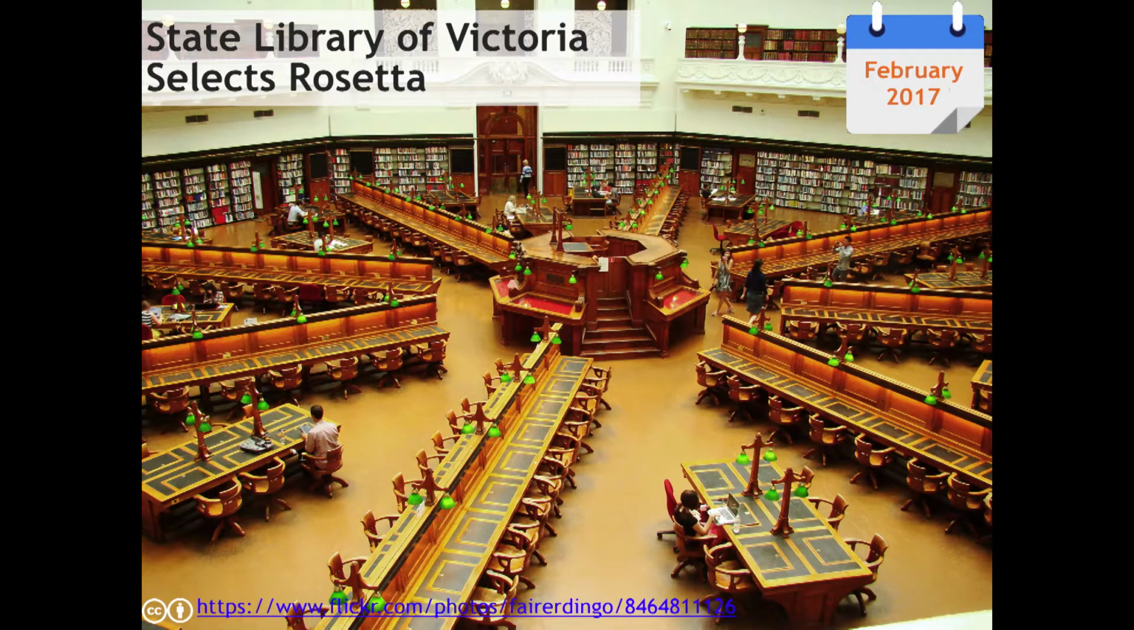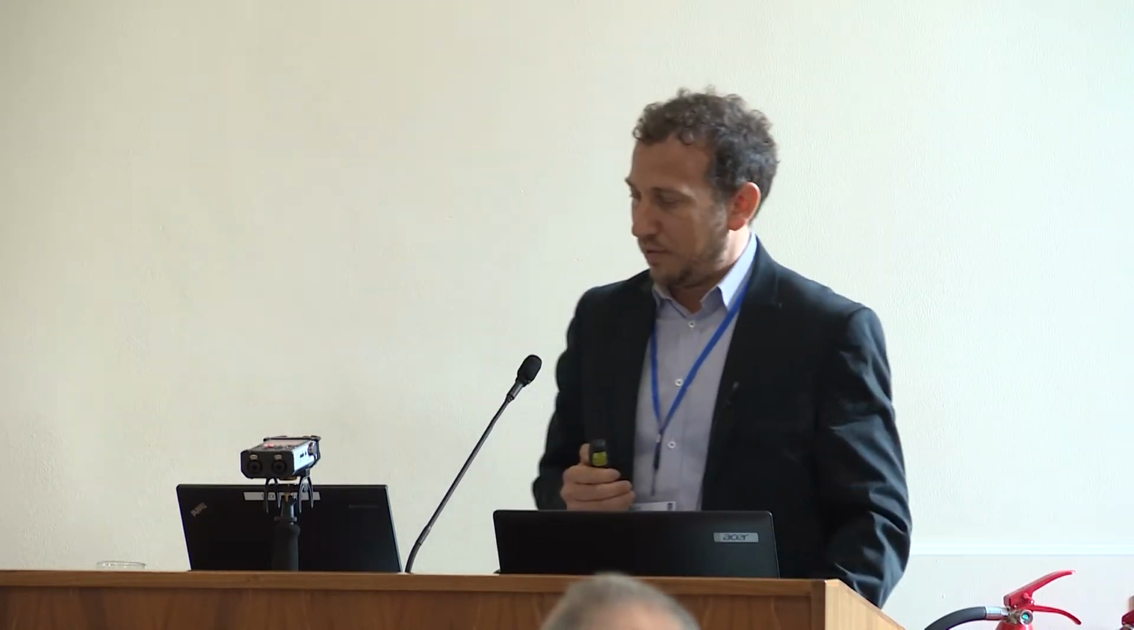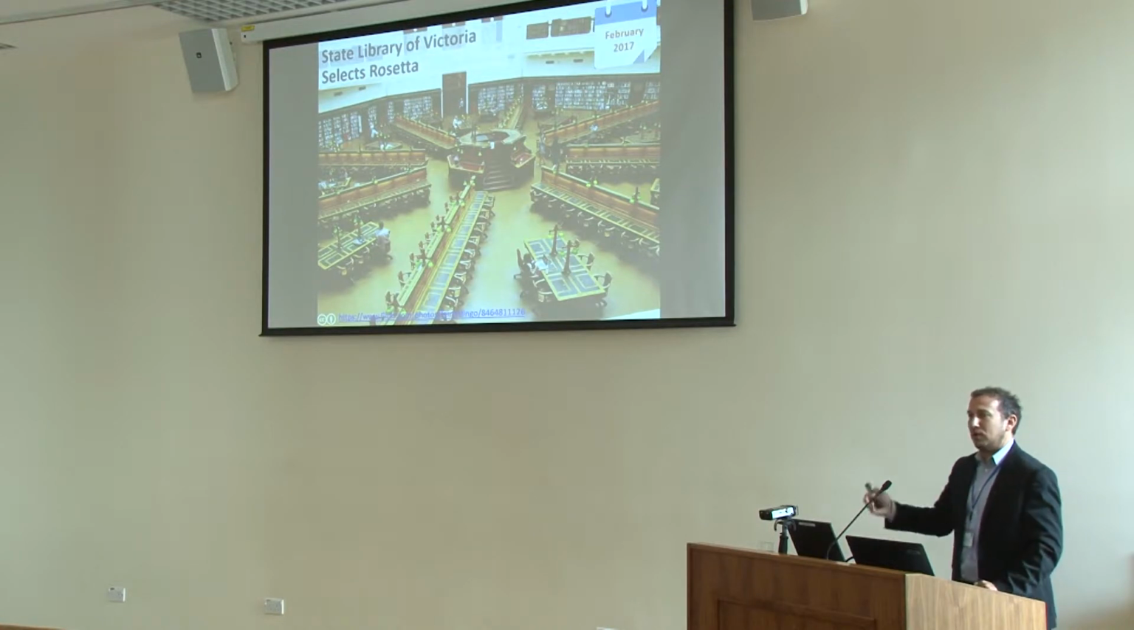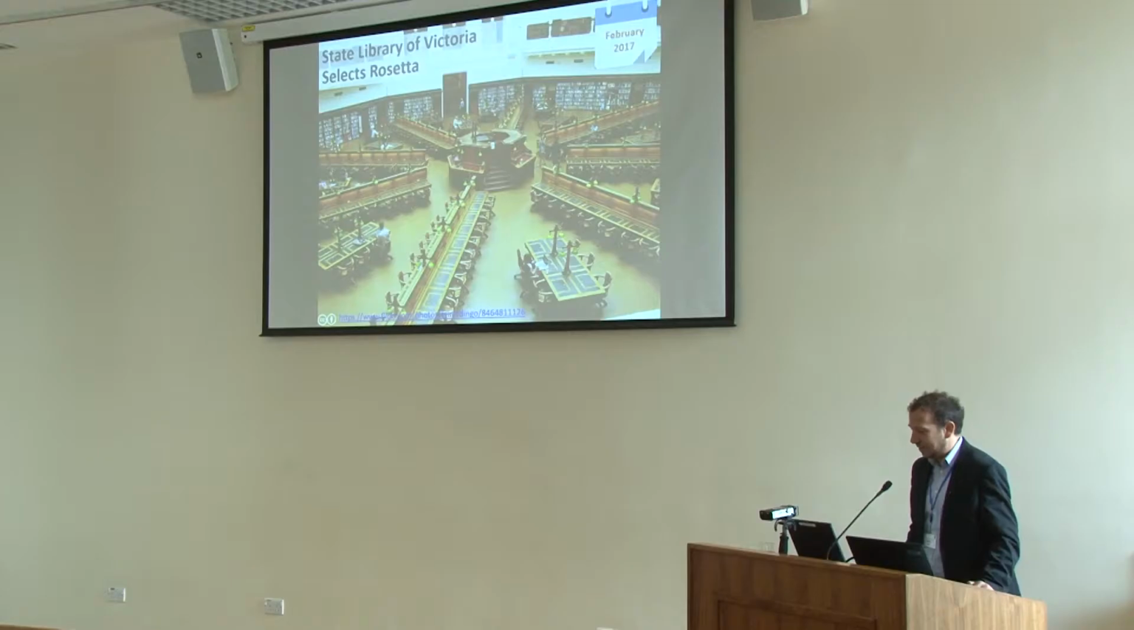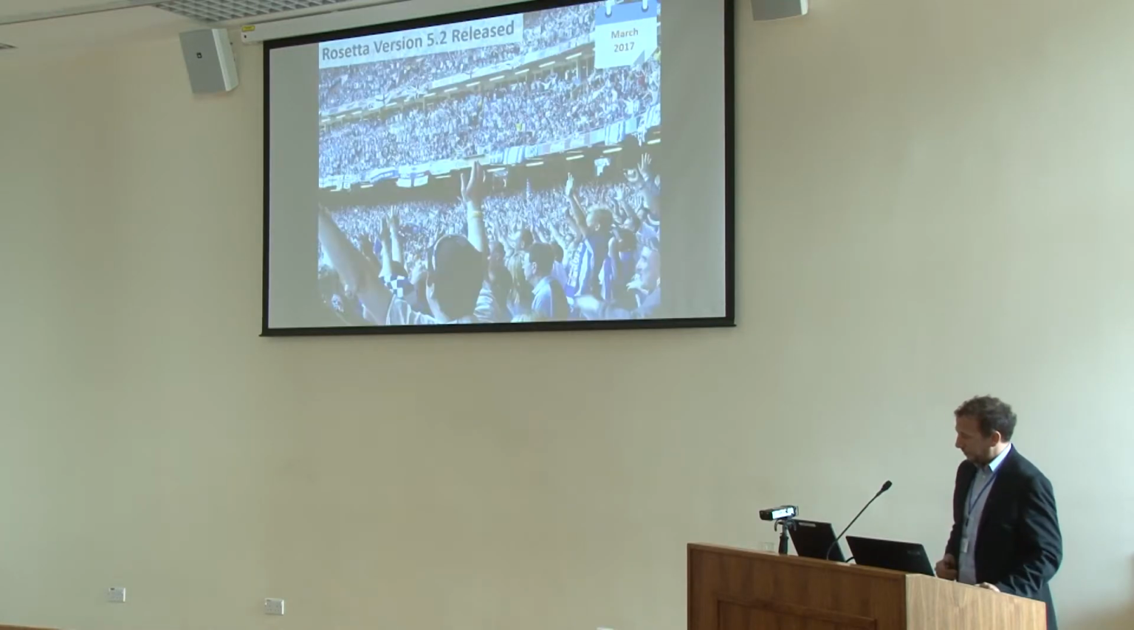February, State Library of Victoria selected Rosetta, third state library in Australia after New South Wales and Queensland. We have the representatives here. Again, they weren't able to join, but they are currently starting the implementation process, moving from Digitool into Rosetta, and we are very happy to see another state library joining us.